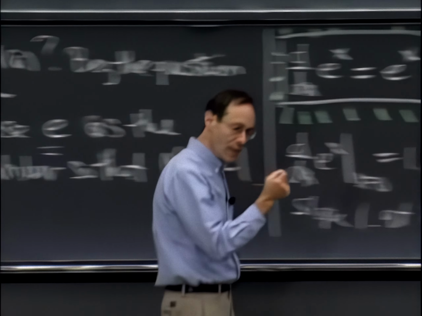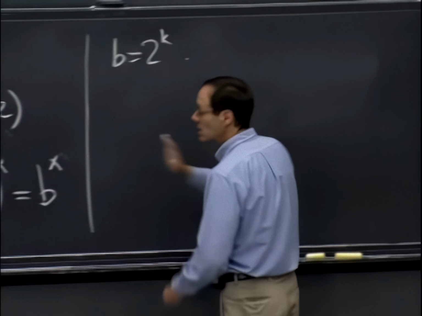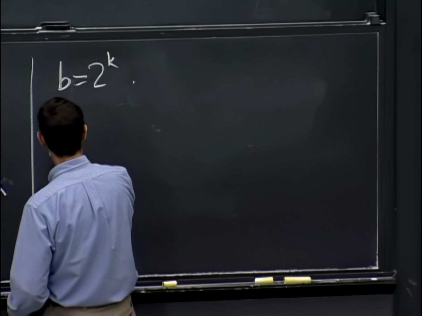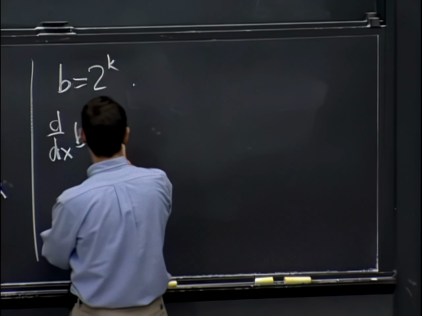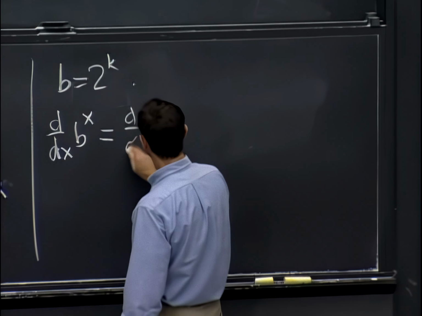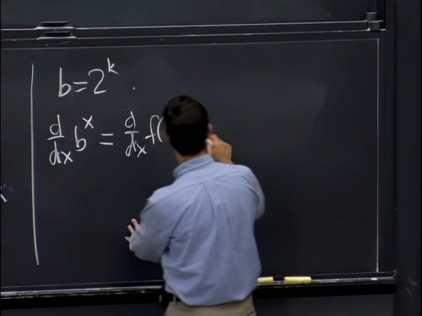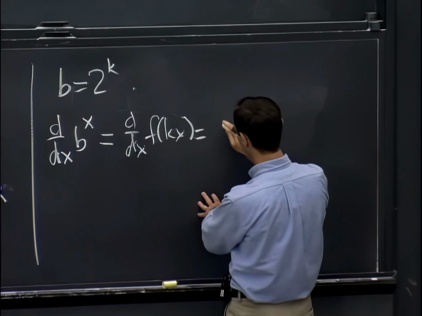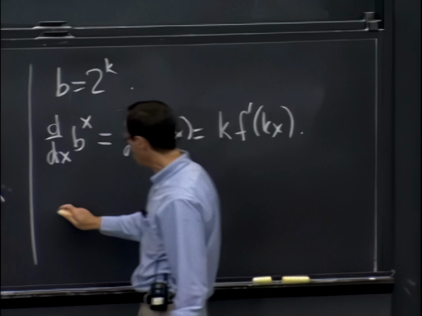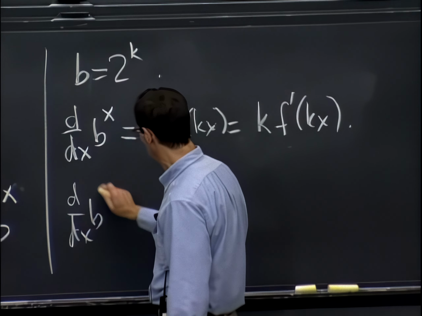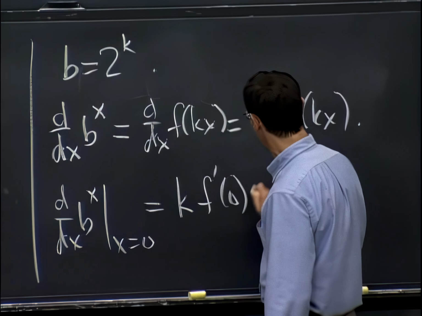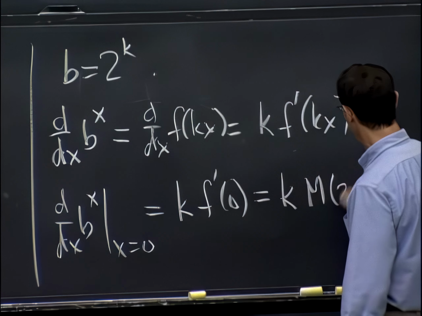Let's see that explicitly numerically here. If I take the derivative with respect to x of b to the x, that's the same thing as, well, that's the chain rule, right? That's the derivative with respect to x of f of kx, which is what? It's k times f prime of kx. And so if we do it at 0, we're just getting k times f prime of 0, which is k times this m of 2.